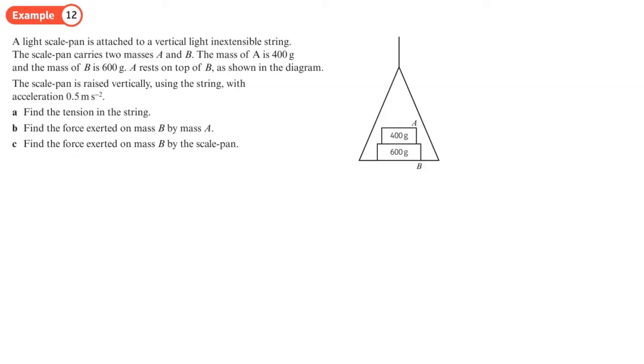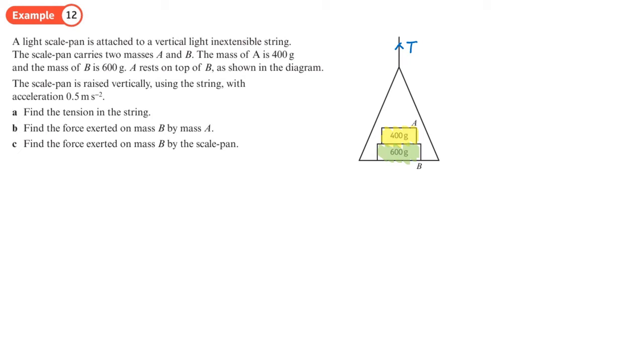Okay, so we've got a light steel pan attached to a vertical light inextensible string, so there's going to be tension there, so let's just put a T there. The scale pan carries 2 masses A and B, so there they are. One is 400 grams, one is 600 grams, so we've got a total mass of 1 kilogram. The mass A is on top of B as shown in the diagram.